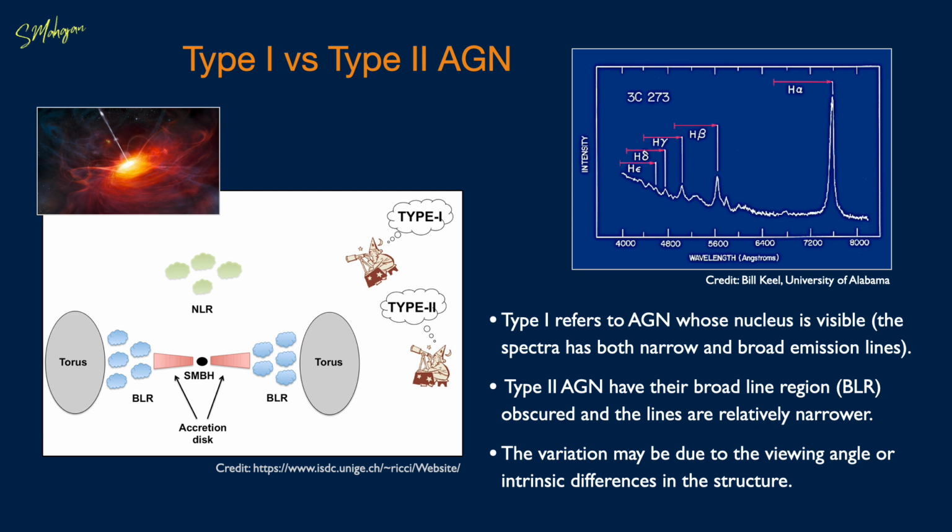Farther from the black hole, but still within the plane of the accretion disk, are dusty gas clouds that can obscure the quasar itself. AGN whose nucleus is visible and whose spectra show both narrow and broad emission lines are classified as type 1, while AGN whose broad line region is obscured by a torus of dust and whose emission lines are narrow are labeled as type 2. Some astronomers believe that type 1 and type 2 AGN are intrinsically the same objects.